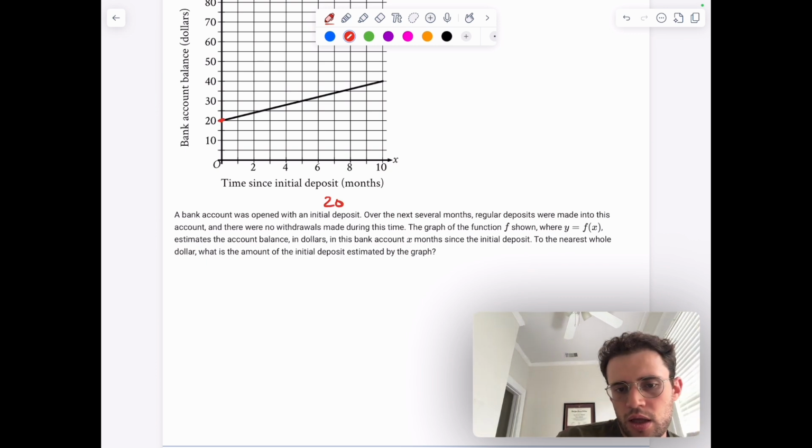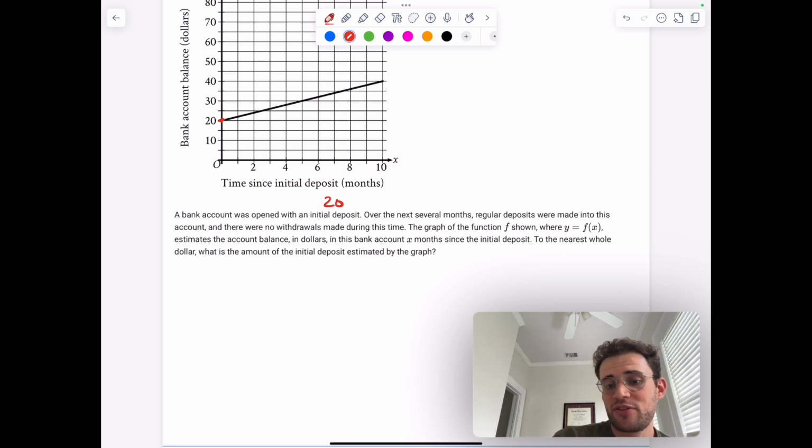It says 20. Over the next several months, regular deposits were made into this account, and there were no withdrawals made during this time. So I guess you're not getting any interest. They're just adding in money, the same amount at regular intervals. The graph of the function f shown, where y equals f of x, estimates the account balance in dollars in this bank account x months since the initial deposit. To the nearest whole dollar, what is the amount of the initial deposit estimated by the graph?